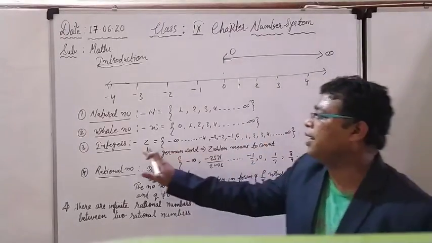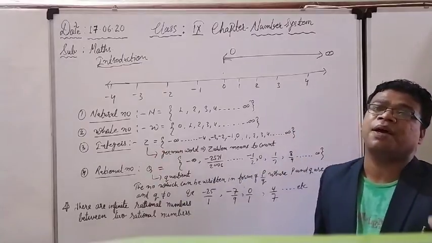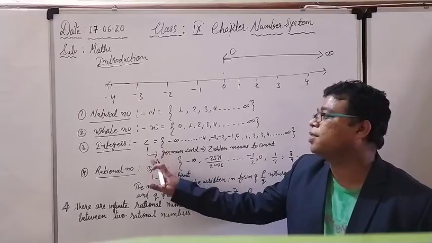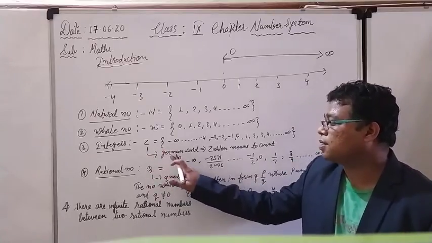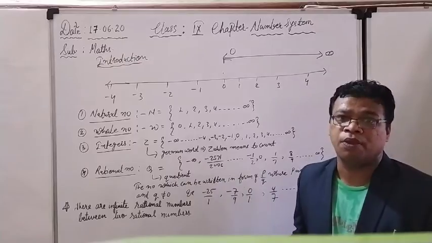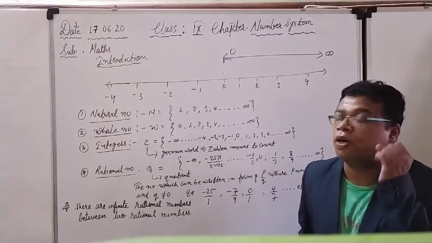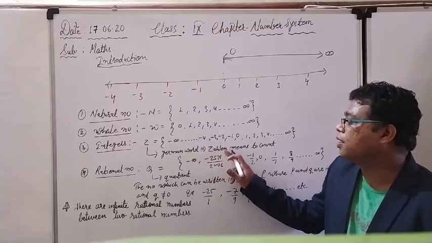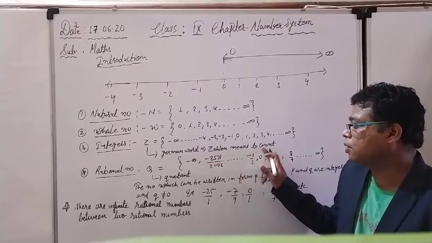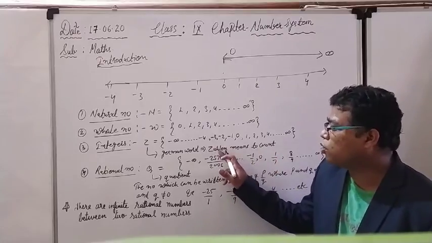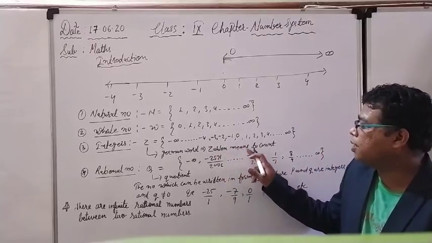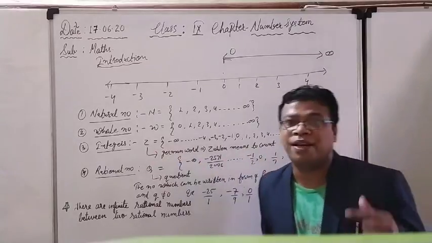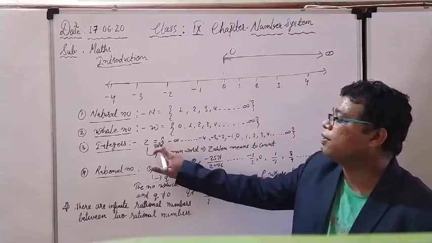Integers are represented by the letter Z. Why is it represented by Z? Because Z comes from a German word, Zählen, and Zählen means to count. That is why it is represented by the letter Z.